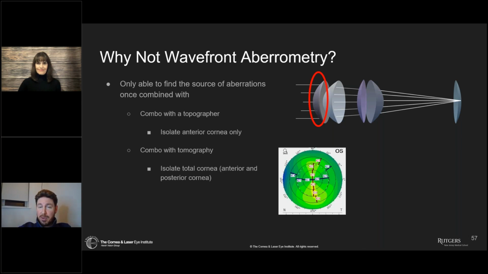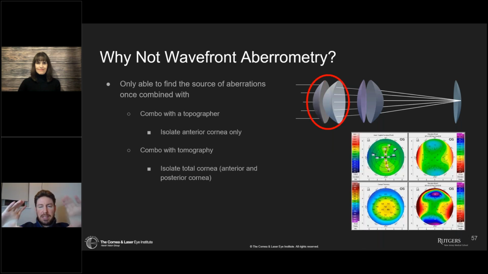Now, there's posterior cornea that's not being attributed to if it's a topography plus aberrometry system. What we really need to eliminate the cornea altogether as a factor is the use of tomography. So tomography, if we get one more click, we'll get the anterior and posterior cornea and look at total corneal aberrations and be able to subtract that away from the optical aberrations of the entire ocular system and definitively say, okay, that cornea is a keratoconic cornea, and the aberrations are coming from that.